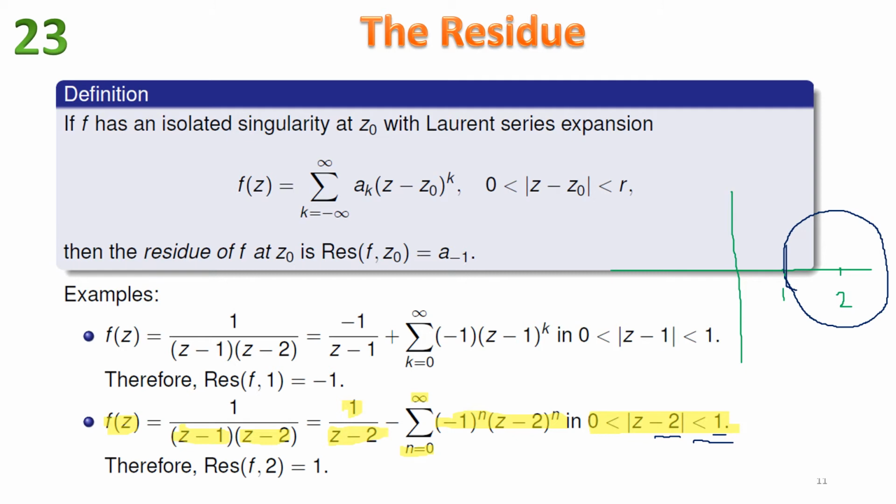Now when we express it like this, the a minus 1 coefficient, which defines the residue, is the coefficient of z minus z0. So this is the term z minus z0, and its coefficient is 1. So residue of the function at 2 is 1.